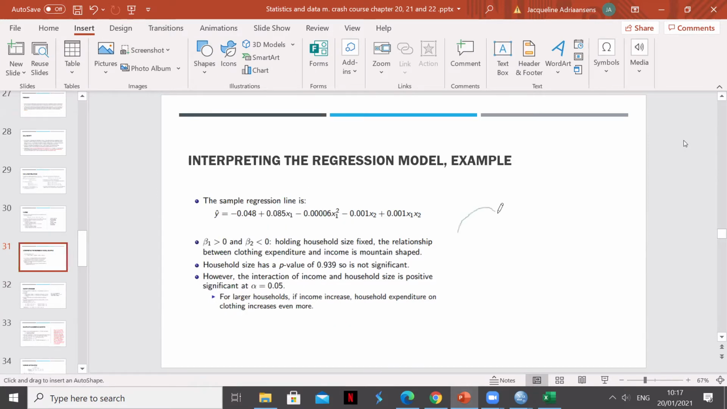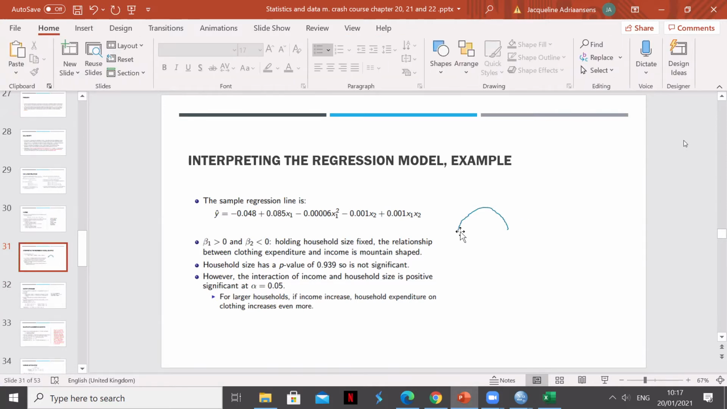So it will go like this, because it goes up, because this term is only very small, but negative. So it goes up a bit, but eventually it's going to take over because this is squared. So if you take a very large number of x, it will take over, and then it will go down. And then it becomes mountain shaped. And sometimes they actually ask for this.